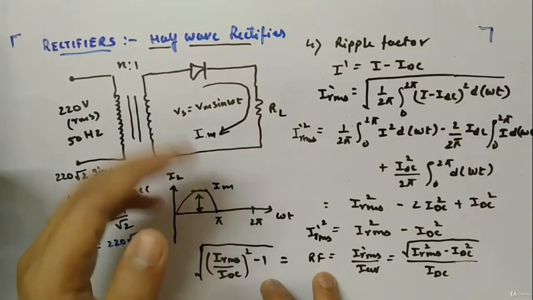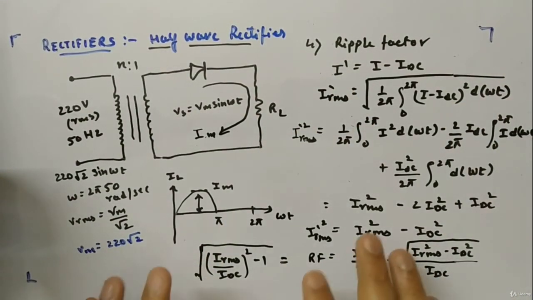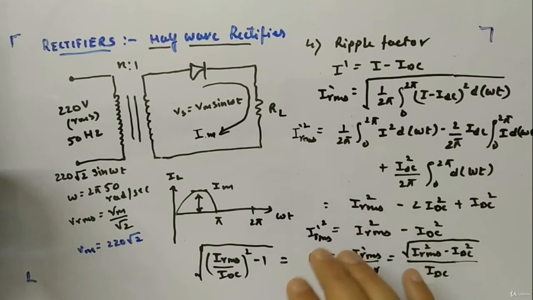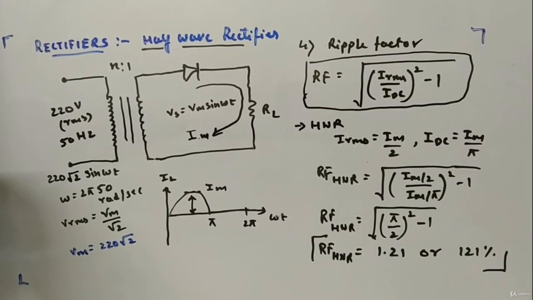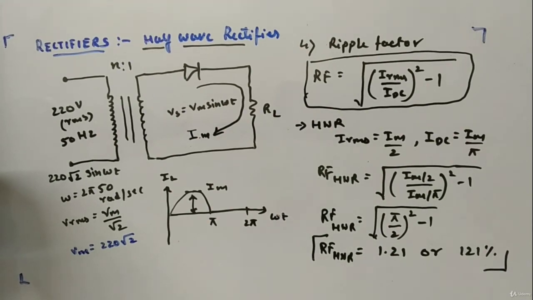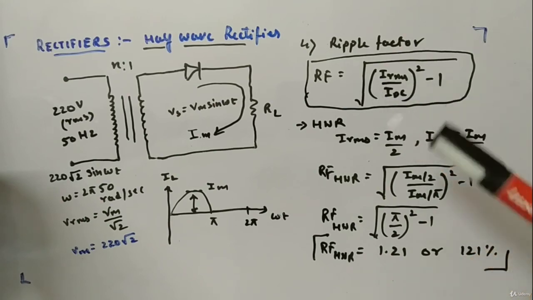I have not included the concept of these things. I have calculated in general: if there is an alternating current I, which is a combination of I dash and IDC, then this will be the ripple factor. We have to take its RMS value, divide by its average value, which is the DC value, square it, minus 1, under root. That will give the value of the ripple factor.